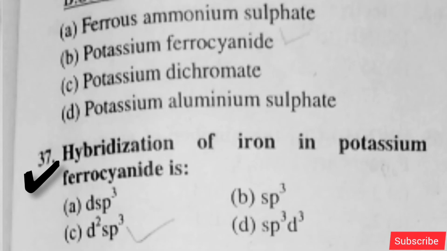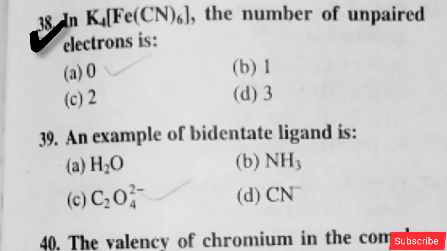Question 37: hybridization of iron in potassium ferrocyanide is, option C is right. Question 38: in this complex the number of unpaired electrons is, option A is right. An example of bidentate ligand is, option C is right.